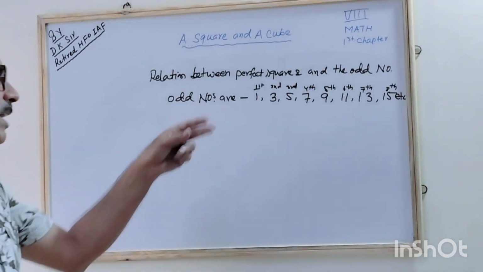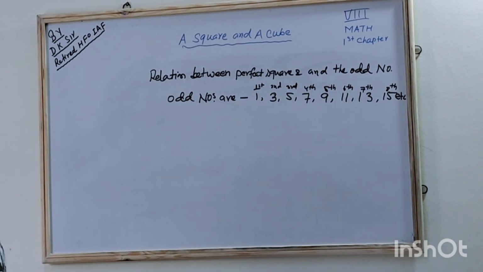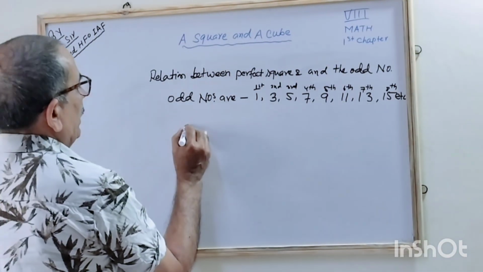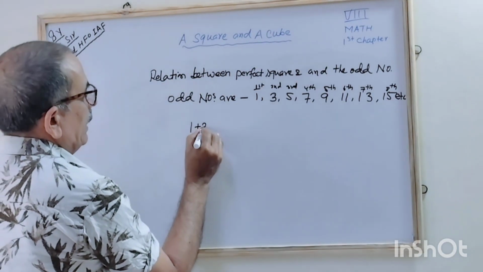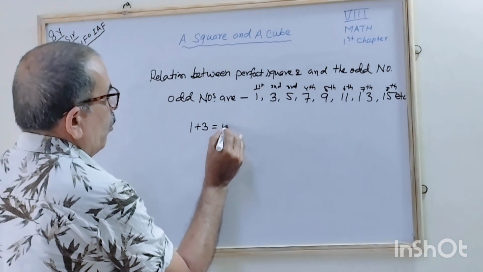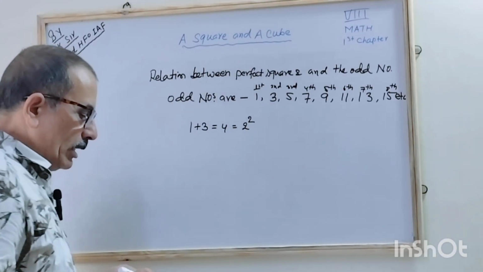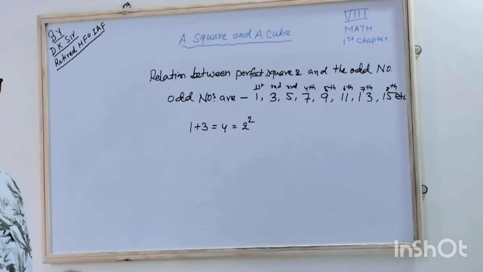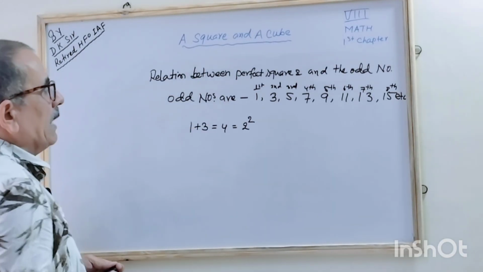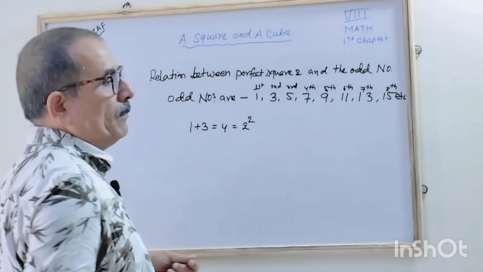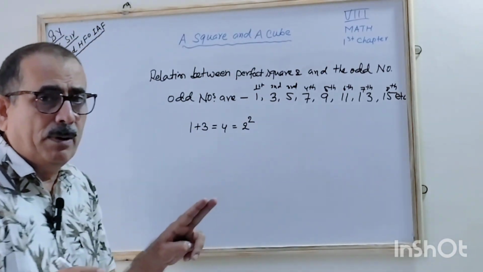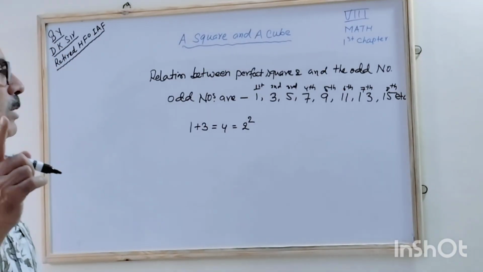When you add the first two, that is the first and second position of the odd numbers, 1 plus 3, you are going to get 4, which is the square of 2, correct? You understood? It is 2 square, correct? So you understood what is the relation? The first two odd numbers are going to make you 2 square, correct?